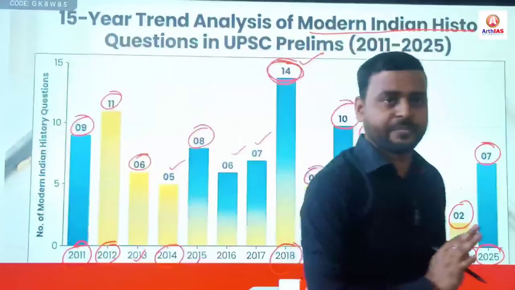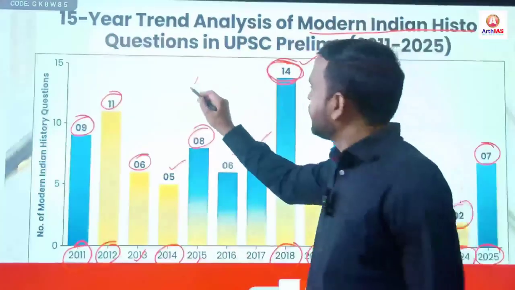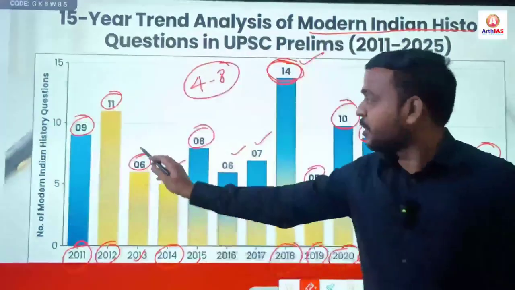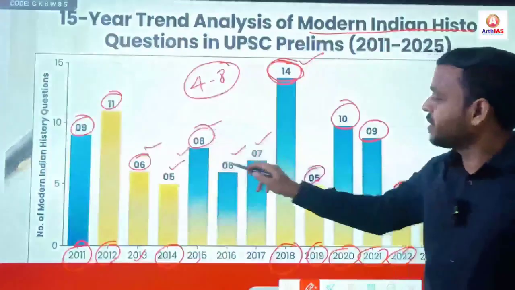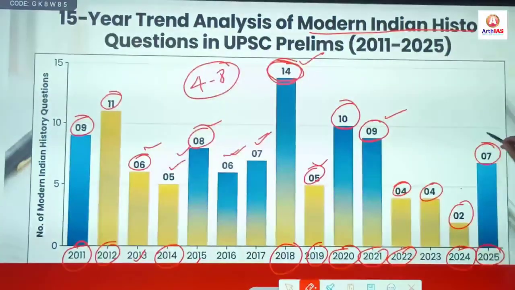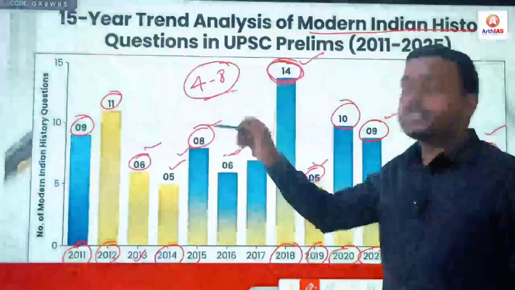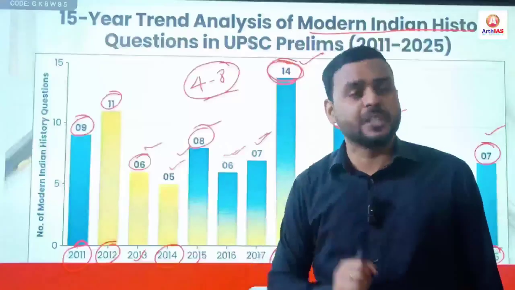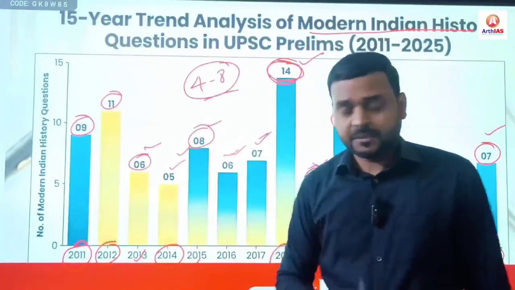A moderate number of questions. So you can expect, as I said, 4 to 8 questions, that is the minimum range. You can see almost 6, 5, 8, 6, 7, 5, 9, 7. So this is expected. You cannot escape modern Indian history.